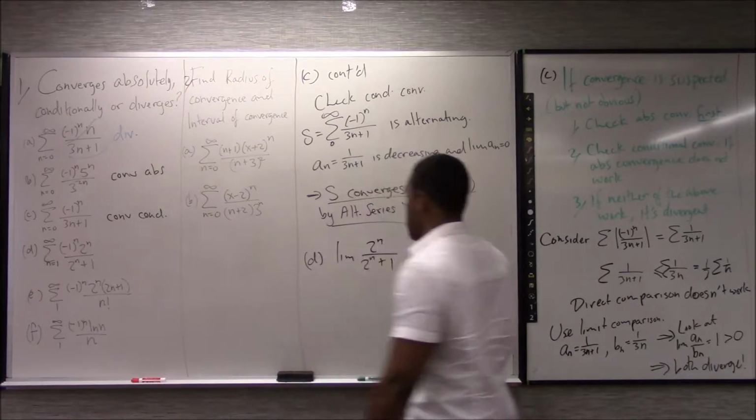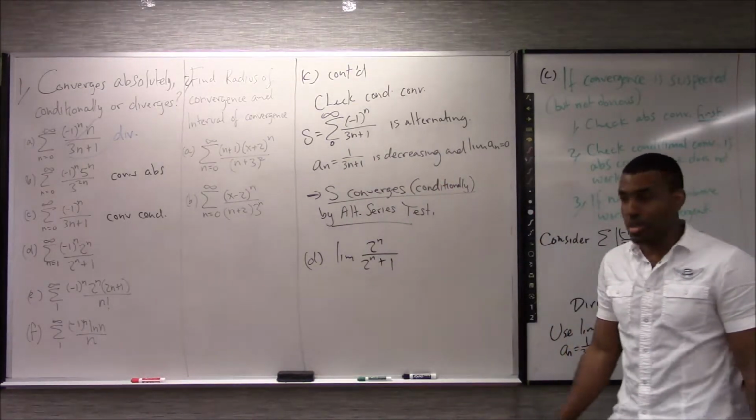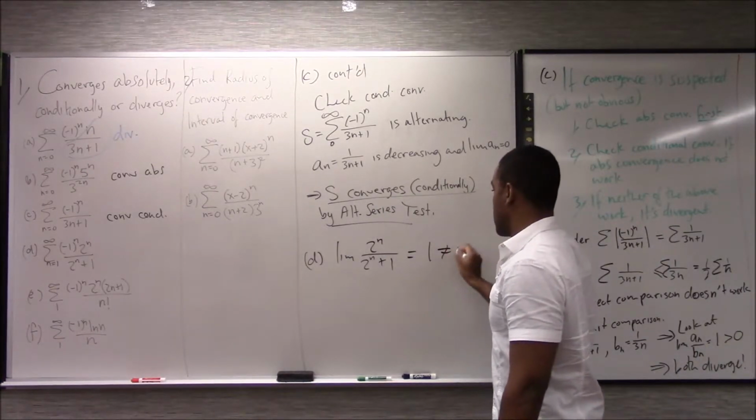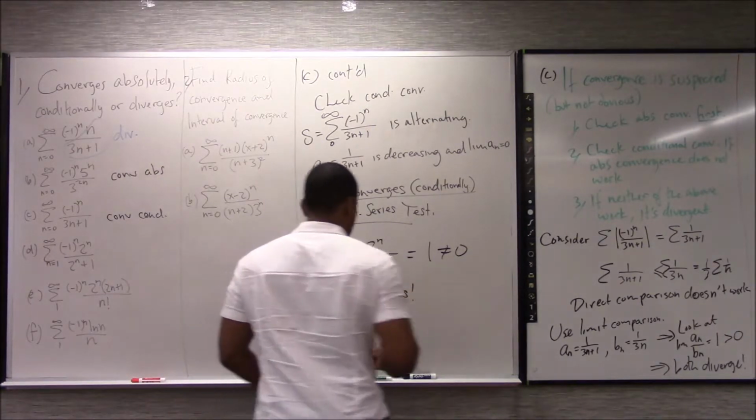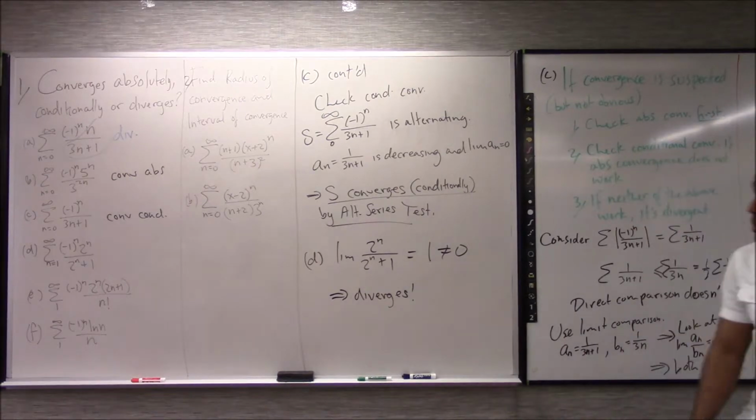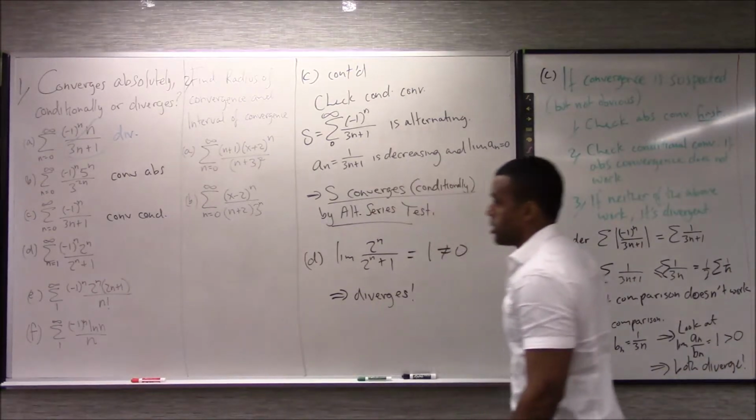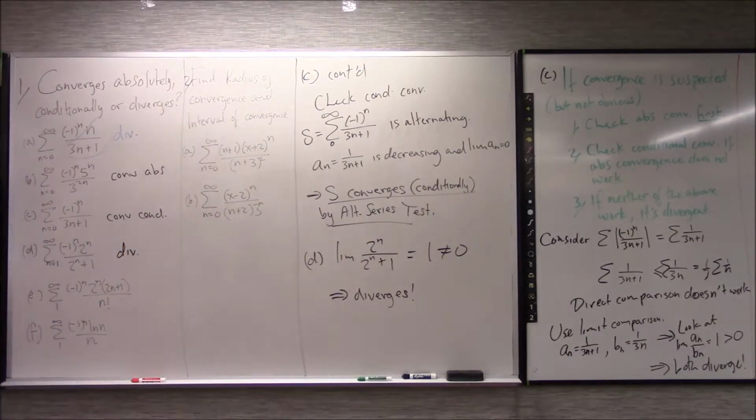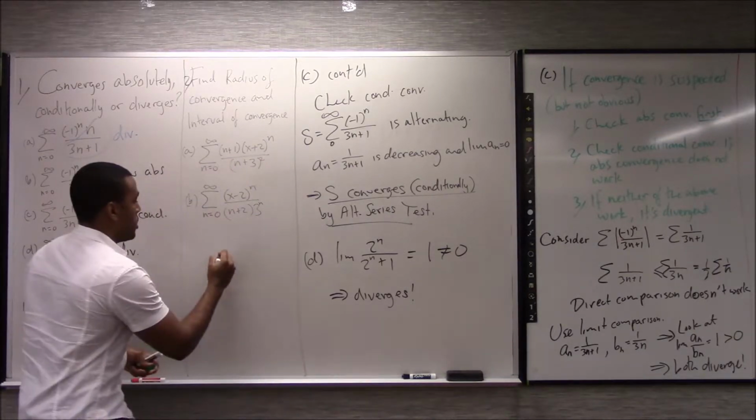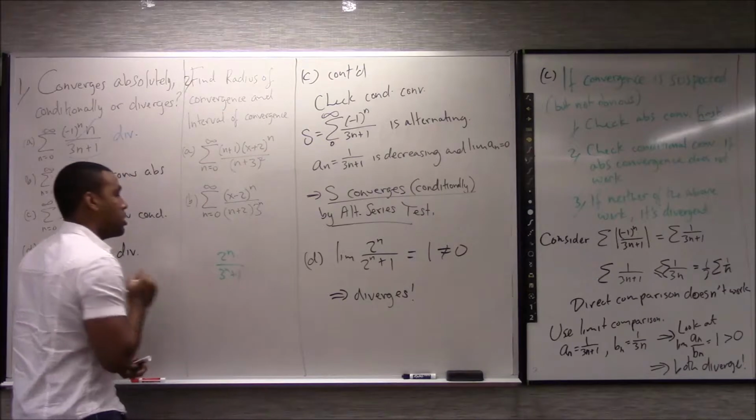The biggest term in the top and bottom is 2 to the n, so essentially the limit of the ratio is 1. That diverges. What if this were 3 to the n? What would happen in that case? Let's say I had 2 to the n over 3 to the n plus 1. That limit goes to 0.